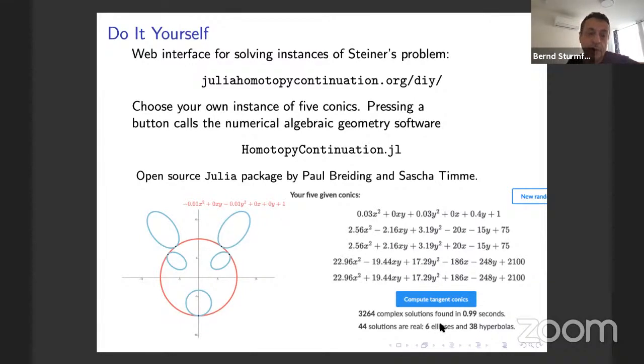Now, what's under the hood is a software called HomotopyContinuation.jl. JL stands for Julia, which is a software for numerical computing. So when you press the blue button, then this calls a session in HomotopyContinuation.jl. So this is an open source Julia package developed by Paul Breiding and Sascha Timme, and you can use this in this web interface. If you have your own problem of solving polynomial equations, then you have to go further. You have to download and learn how to use the software, but it's very, very well documented, and this is very, very easy to use.